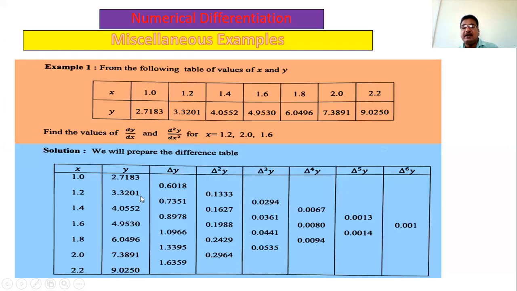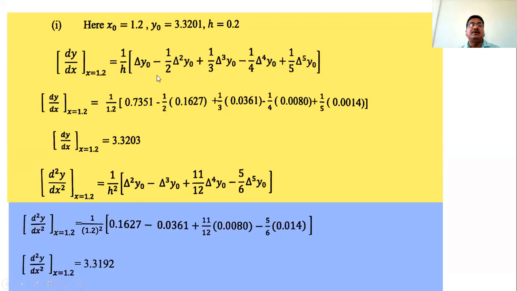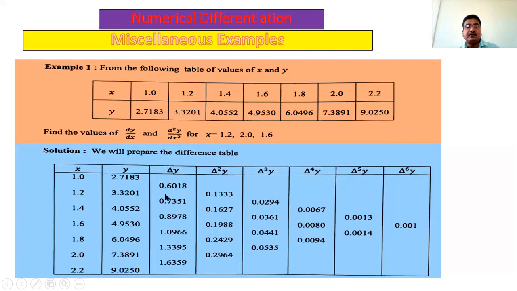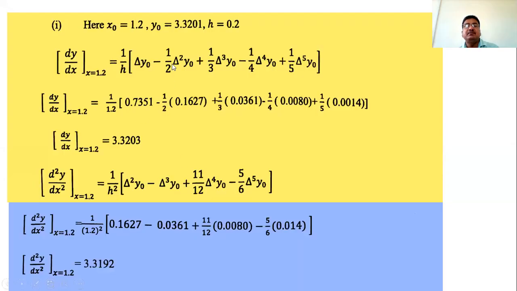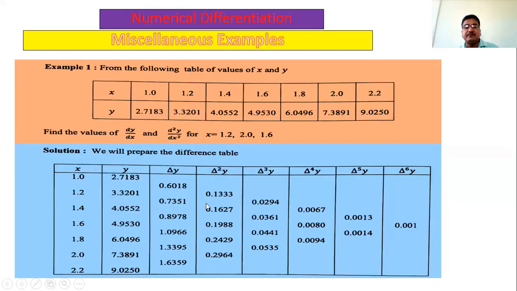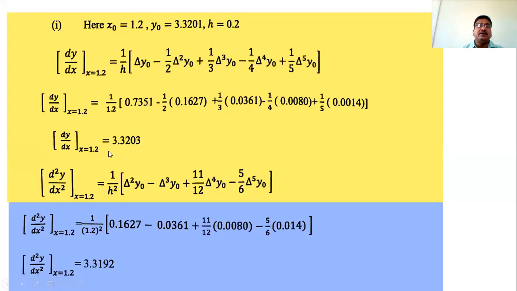This is y naught, and these values are substituted. What is delta y naught? This is delta y naught, this is delta y naught, 0.7351. 0.7351 minus 1/2 delta square y naught. This is delta square y naught, this is delta cube y naught, delta raised to 4 y naught, delta raised to 5 y naught. Substitute all these values, and then we have the answer 3.3203. So this is the first order derivative at 1.2.